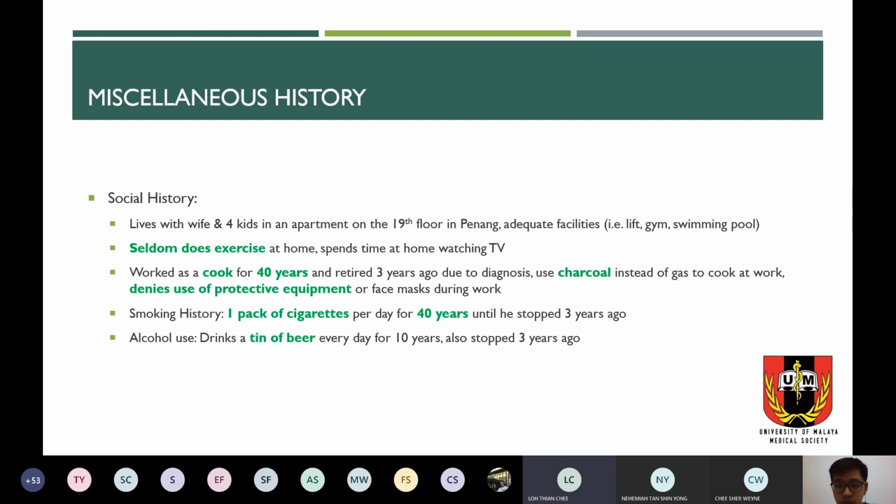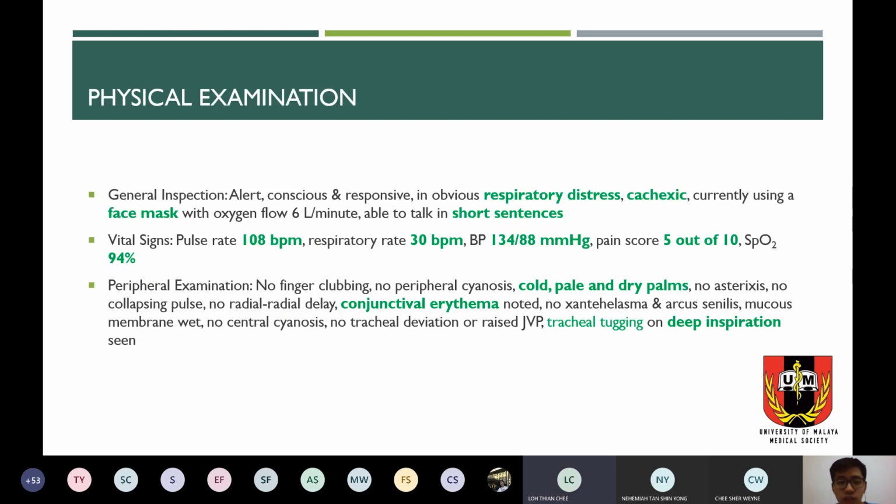Okay, I think we're good to go. All right, so these are the physical examination findings. Upon general inspection, the patient is alert, conscious, and responsive, in obvious respiratory distress and slightly cachexic. Currently using a face mask with an oxygen flow of 3 liters. I think I put 4 liters in the slide I sent you. That one is wrong. And able to talk in short sentences.